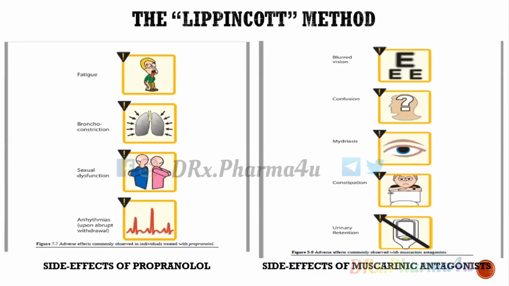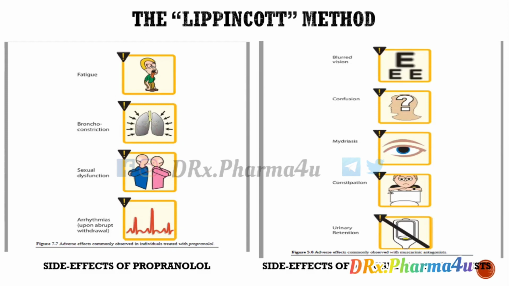The picture that you see in front are the side effects of two classes of medications. On the left-hand side, you see the side effects of propranolol, and on the right-hand side, the side effects of muscarinic antagonists, also known as anticholinergics. If you look closely, the side effects are shown in a pictorial manner instead of simply being written in words. I'm not trying to denounce any book or say that any book is bad, but this is a psychological experience: when you see things, you remember better. So I believe that for remembering side effects, Lippincott is good.